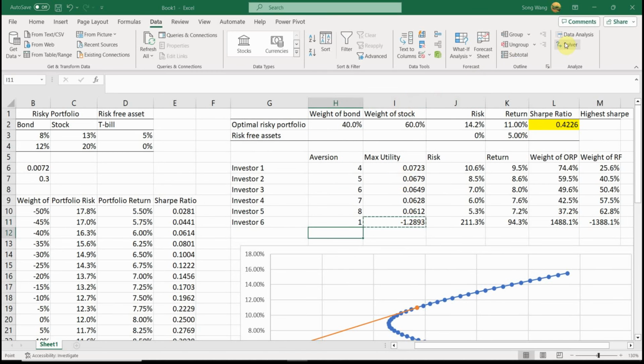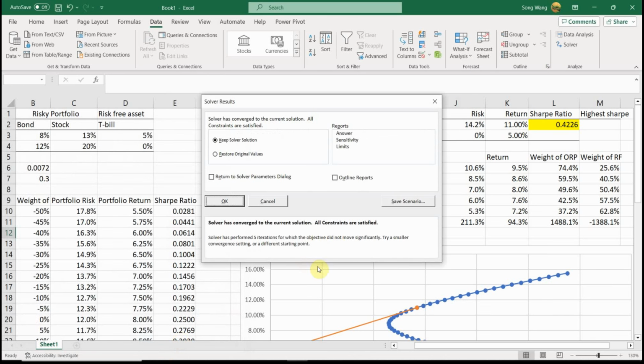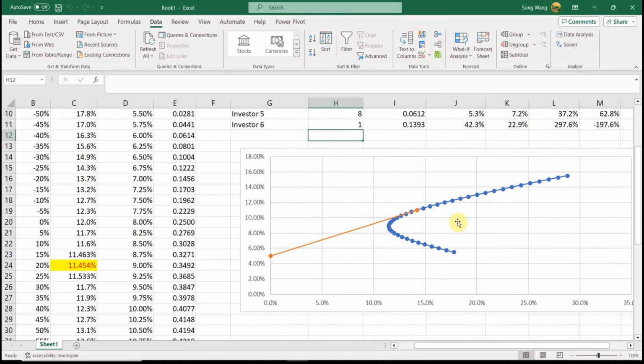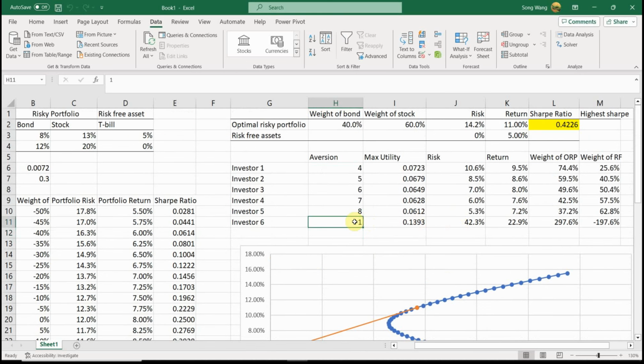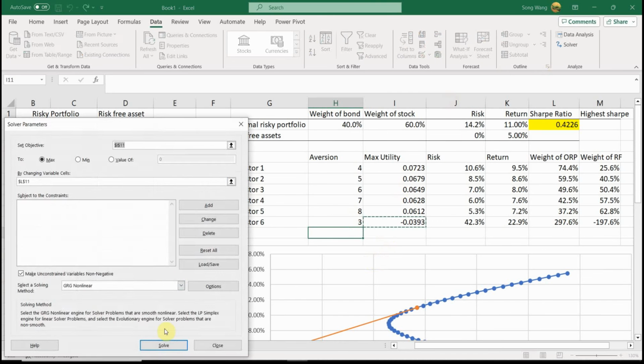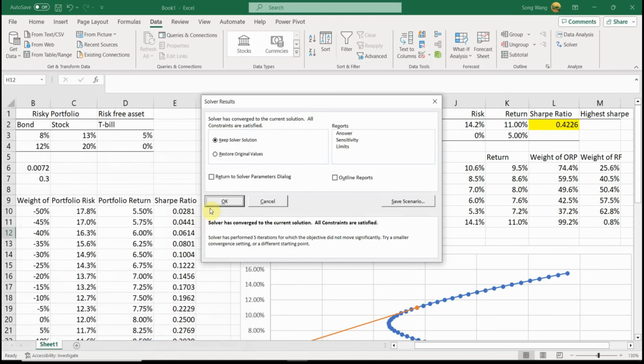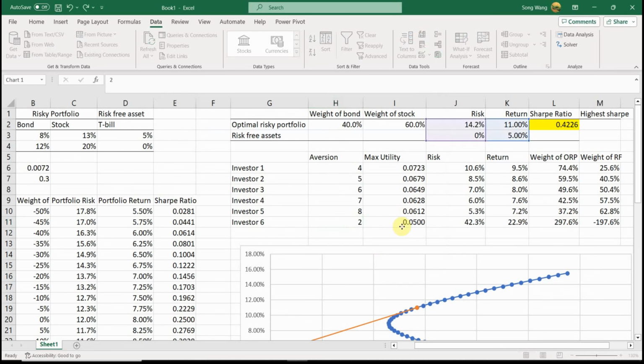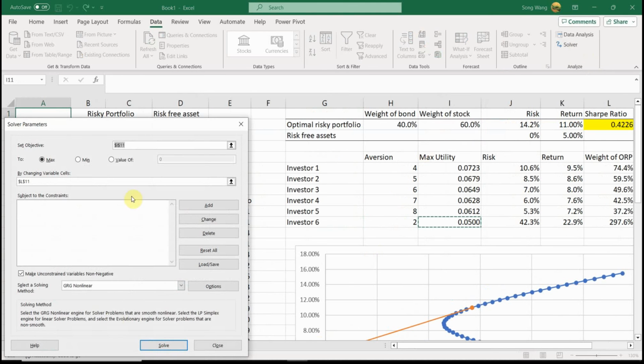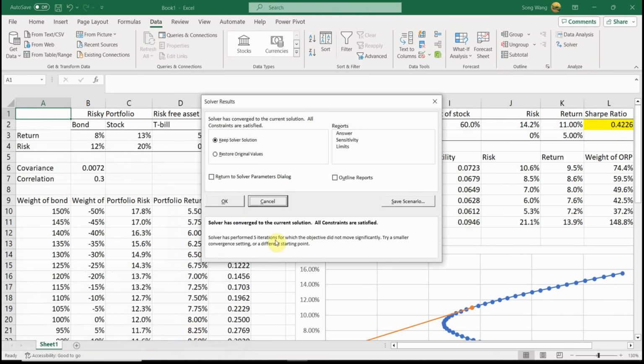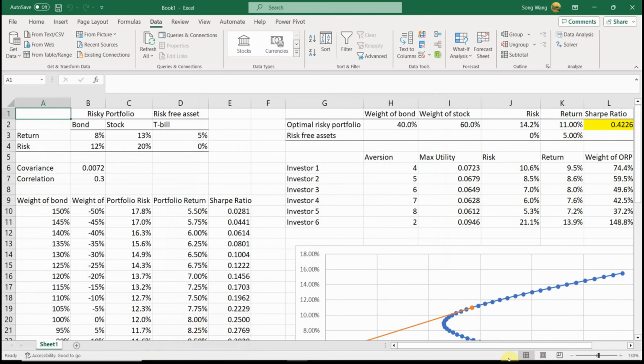Then Solver again. Solve. Maybe 3. Do it. Solve. Okay, 3 is too high. Still not the one I wanted, so let me do 2. Okay, and I will show you my point. So if I do 2, solve, I didn't change anything.